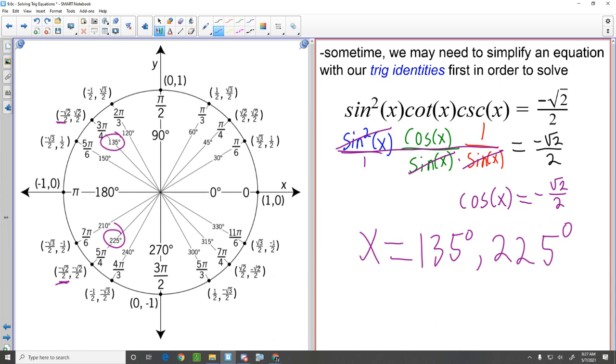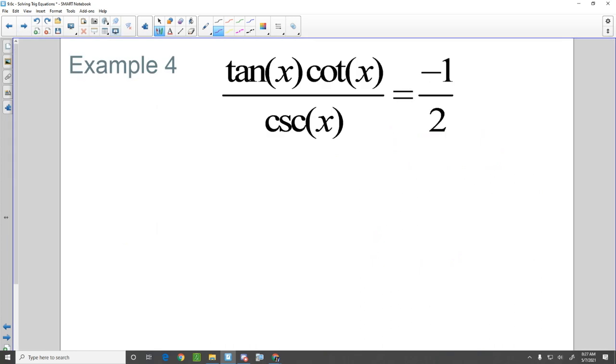Once you try one of those on your own, that's going to be it for the lesson. Then it's just practice time. Tangent times cotangent divided by cosecant equals negative 1/2. So go ahead and jot that down first. Just write it just like it is.